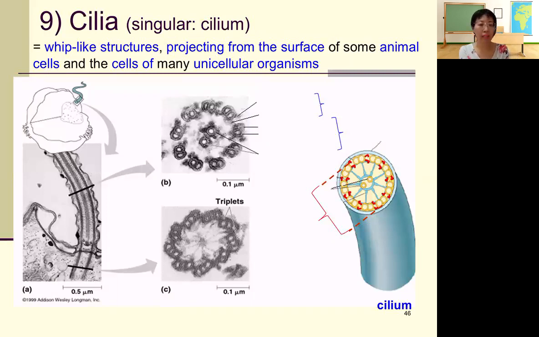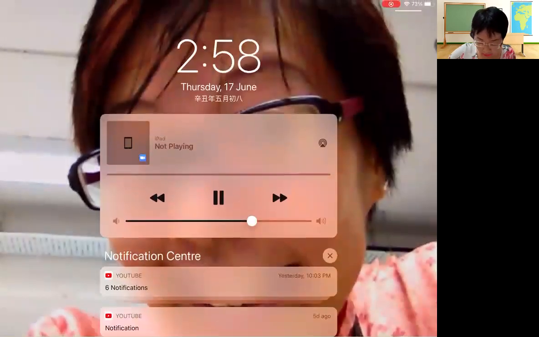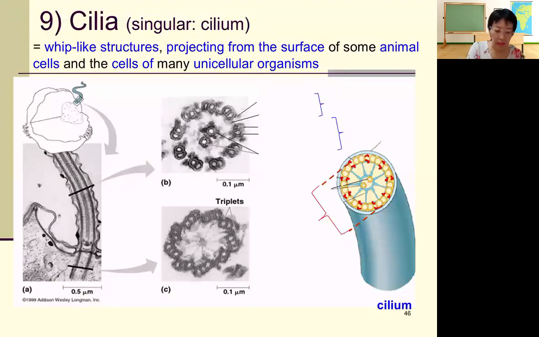Okay, now we're going to look at the structure cilia. The word cilia is plural, singular is cilium. Just like one bacterium, many bacteria. One cilium, many cilia. Definition: it is a whip-like structure. You know the whip that you use to beat something, rotan. A whip-like structure projecting from the surface of some animal cells and the cells of unicellular organisms.